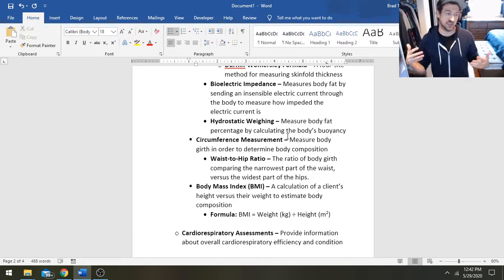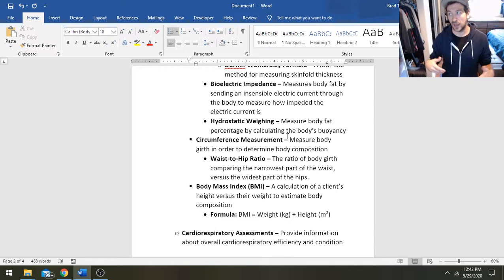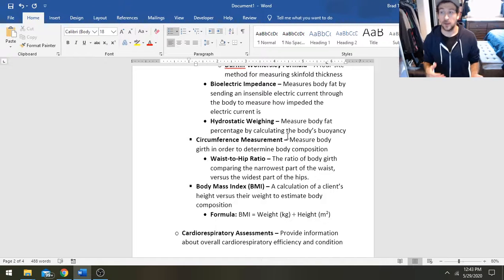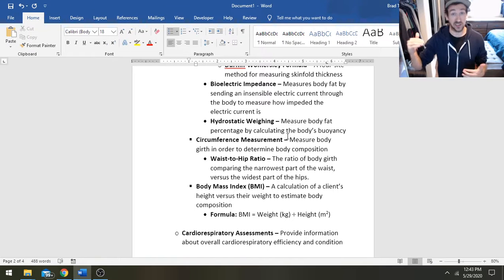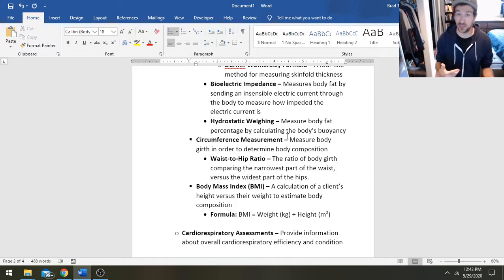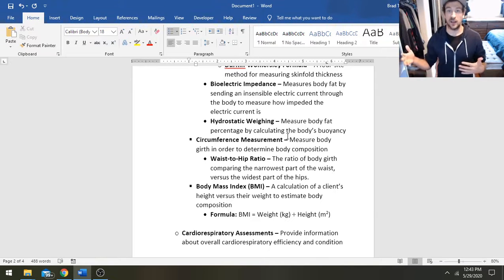So if you tell the machine that you weigh 170 pounds and then you hold on to it and the signal moves through very quickly, that means that 170 pounds is mostly water, and therefore that person has a lower body fat percentage. If that electric signal travels very slowly, then we know that 170 pounds is made up of more fat tissue, and therefore they're going to have a higher body fat percentage.